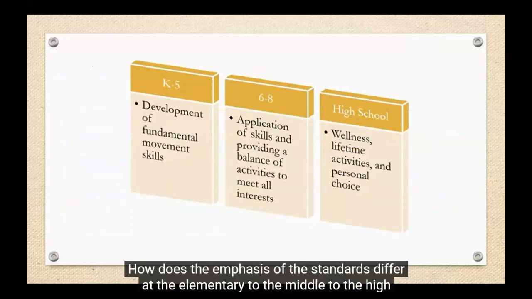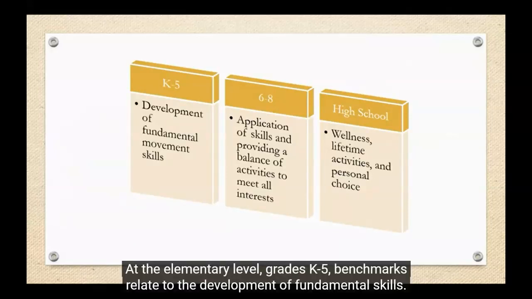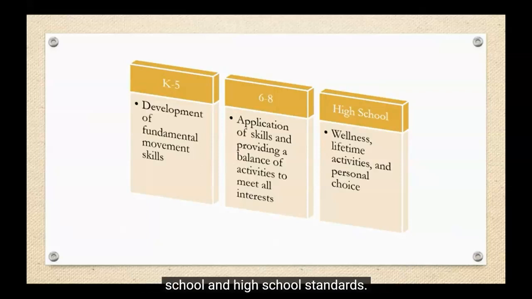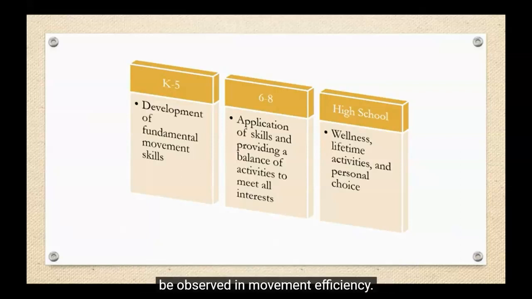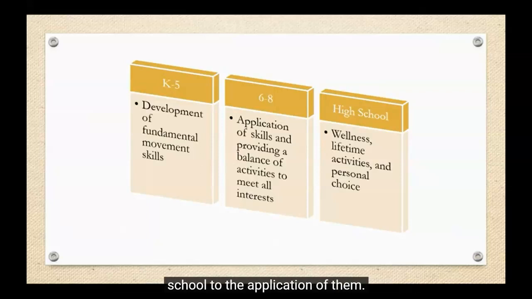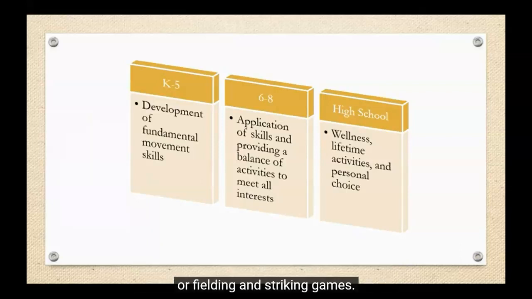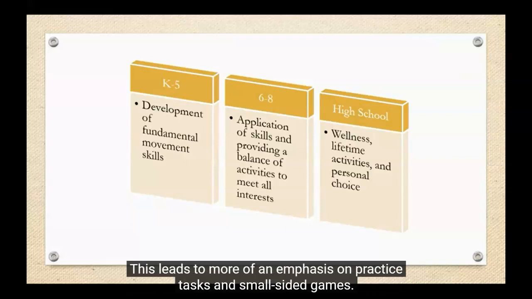How does the emphasis of the standards differ at the elementary to the middle to the high school level? At the elementary level, grades K to 5, benchmarks relate to the development of fundamental skills. These form the building blocks for gameplay, physical activity, and fitness in the middle school and high school standards. Critical elements are emphasized in motor skills, which identify key concepts that can be observed in movement efficiency. Middle school is the transition level from isolated skills and knowledge learned in elementary school to the application of them. The focus is on categories of games such as invasion games, net and wall games, target or field and striking games. Competition in each area is de-emphasized and gaining personal competence is stressed. This leads to more of an emphasis on practice tasks and small-sided games.